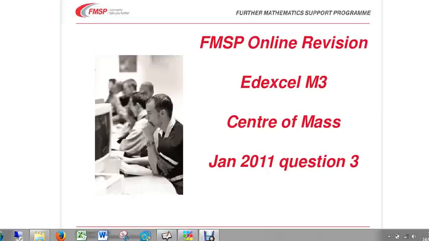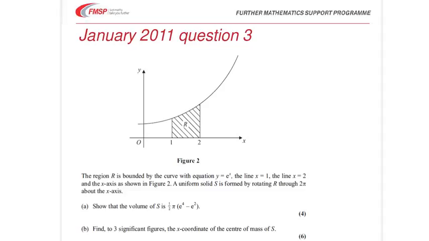Okay, here we've got Edexcel M3, January 2011, question 3 on center of mass. So here's the question. It's a fairly standard question on finding the center of mass of a volume of revolution, and it's pure maths really. It's integration. So we've got to find the center of mass of the solid that you get if you rotate that region R about the x-axis through 2 pi.